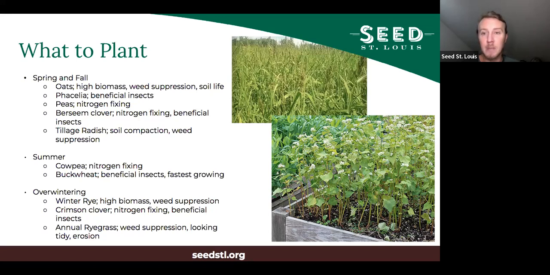There are lots of other summer ones, a lot of grasses, things like sorghum, Sudan grass, but I'll talk on the next slide about why I didn't mention them here. And then for overwintering, if you're wanting something to grow over the winter and cover your soil all winter long, winter rye, also called cereal rye, is a great one that produces lots of biomass and is good at weed suppression. Crimson clover is a good one to add nitrogen and attract beneficial insects. And annual ryegrass is good for weed suppression. It looks more tidy, more like a lawn, and is good for erosion.